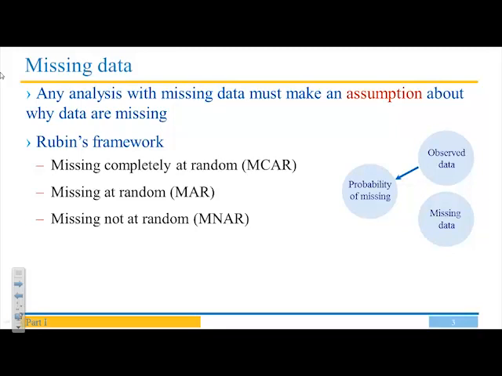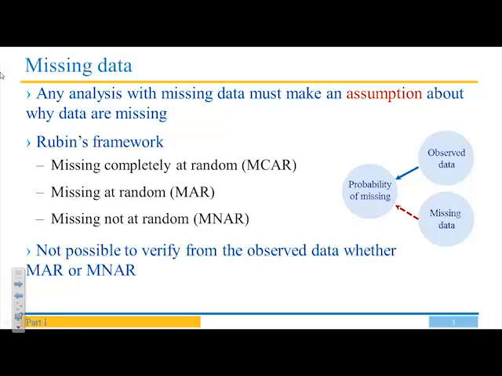And lastly, missing not at random, where we're saying that the individuals with complete data are different from individuals with missing data. However, these differences cannot be explained even by the observed data. So under this assumption, the probability of responses being missing depends on the missing responses conditioning on the observed data.